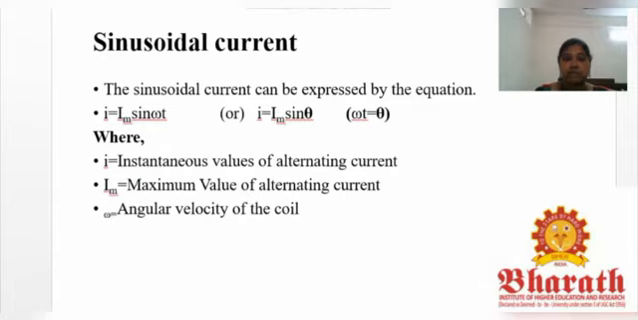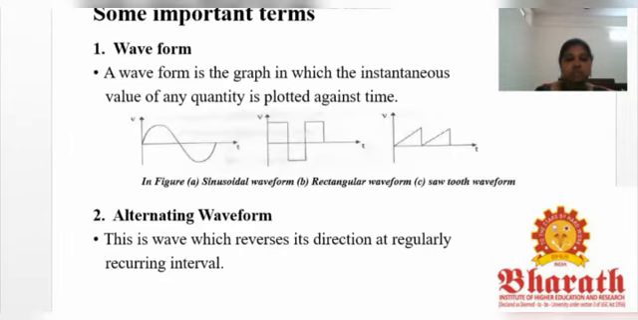Next, omega is the angular velocity of the coil. Now we are going to see some basic definitions that we know already. Waveform: we are going to represent this AC quantity, either voltage, current or power, with waves. Waveform representation is done with a graph.